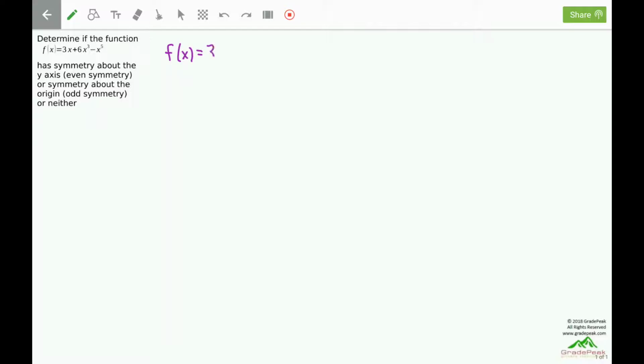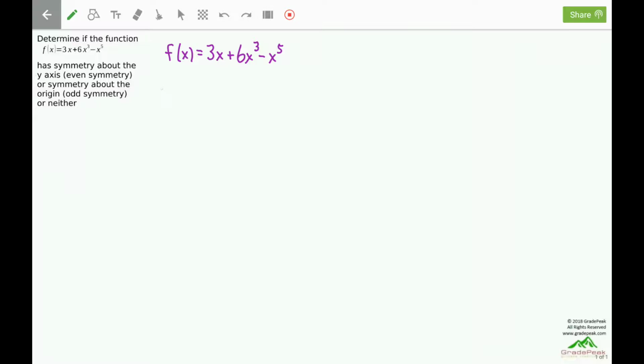f of x equals 3x plus 6x cubed minus x to the fifth is made up of all odd power terms. It is therefore expected to have origin odd symmetry.